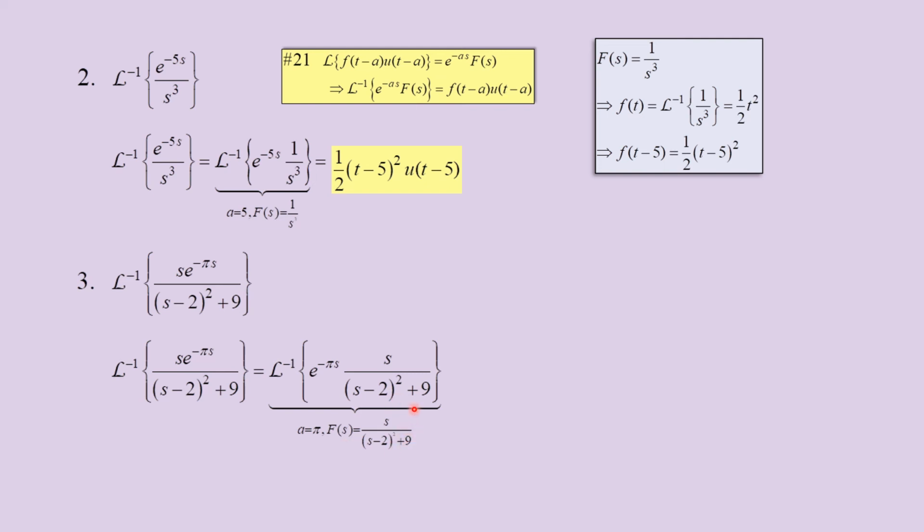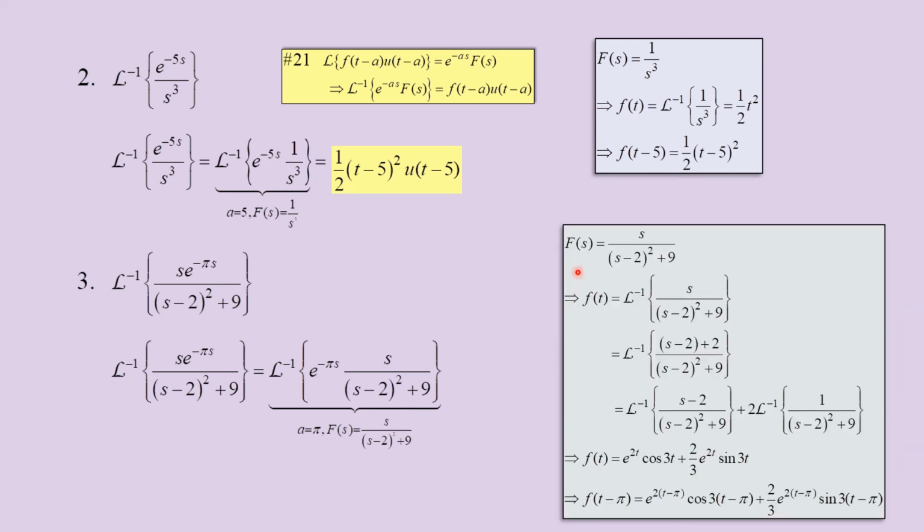Okay, let us determine the f of t. Okay, this is our work. F(s) is s divided by (s minus 2) squared plus 9. So f of t certainly has to be the inverse of F(s), which is the inverse of s divided by (s minus 2) squared plus 9.